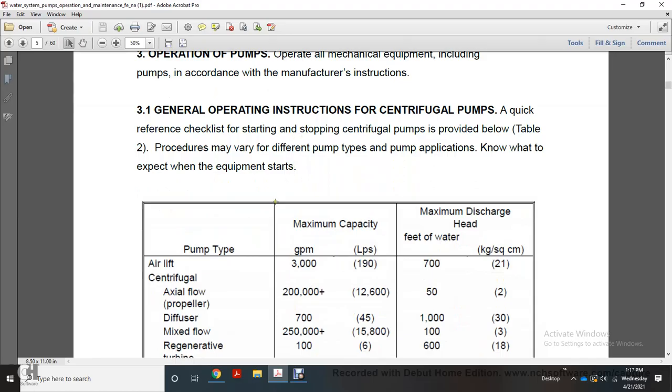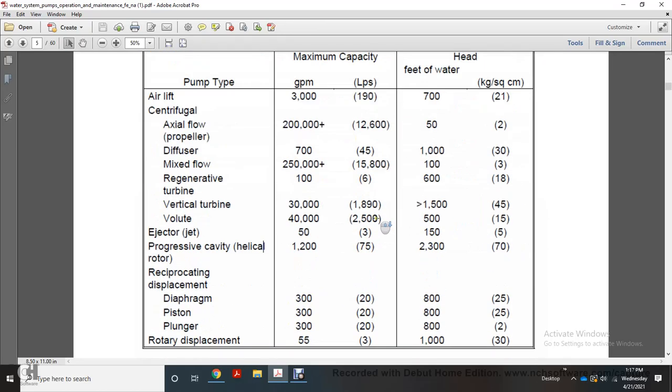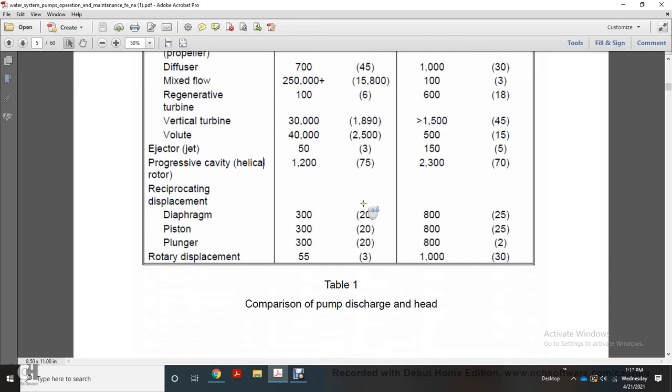The table shows the pump type, maximum capacity in gallons per minute and liters per second, and maximum discharge head in feet of water and kilograms per square centimeter. The pump types include airlift, centrifugal, axial flow, diffuser, mixed flow, regenerative turbine, vertical turbine, volute, ejector jet, progressive cavity, helical rotary, reciprocating displacement, diaphragm, piston, plunger, and rotary displacement.